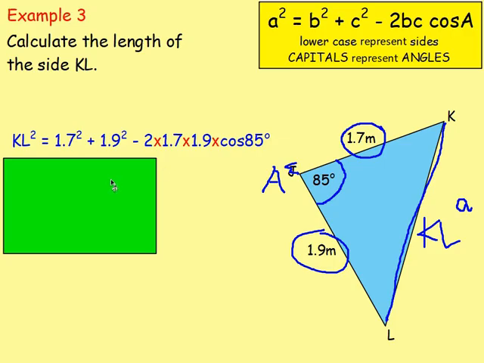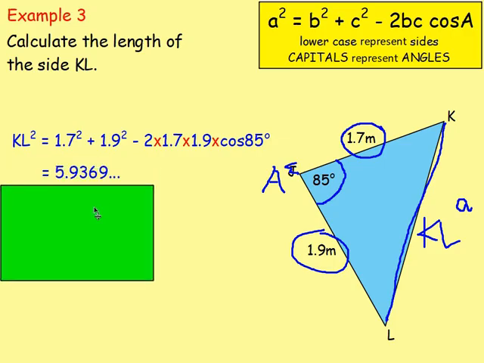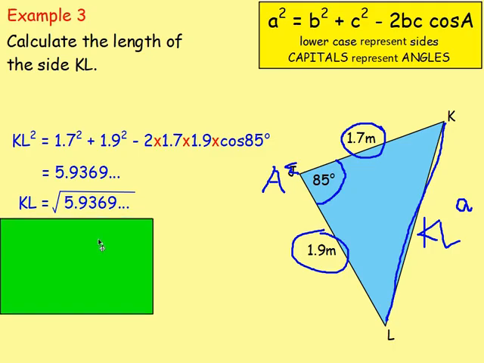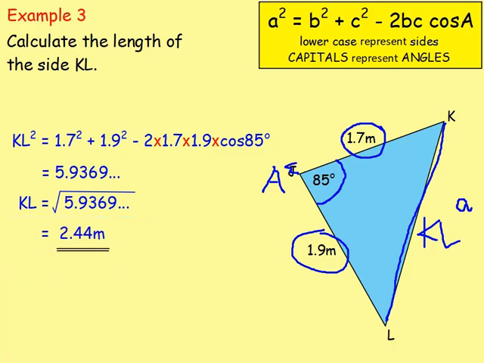If you put that into your calculator, you end up with 5.9369 and so on. Hit the square root button, get the square root of that answer. Remember, do not round it, just get the square root of that answer. Which means then KL will be 2.44 meters. Woo!